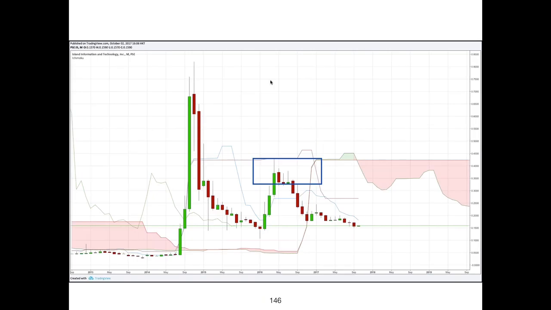Now this is the chart of IS. And si IS, you see that the Kijun-sen was the strong resistance to break in the monthly chart. This was at the 43 level. Price kissed that line and then dropped back down.